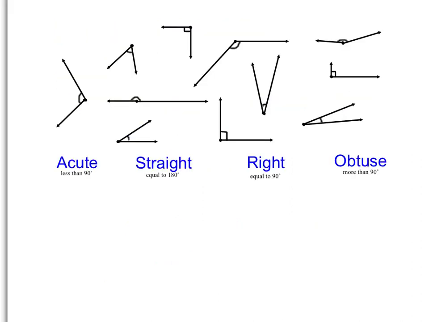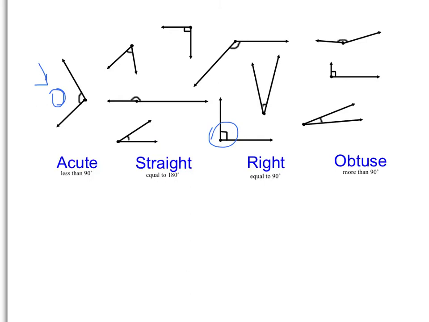All right, so if we were looking at all of these, acute, remember, means less than 90, straight is equal to 180, right is exactly 90. We use this little symbol to show a right angle. Obtuse is more than 90 degrees. All right, so let's label some of these. This one's kind of tricky, this one here. But it is more than 90 degrees if you put a corner of a piece of paper in there, so we call that one obtuse. Why don't you pause the video and see which ones you can come up with.